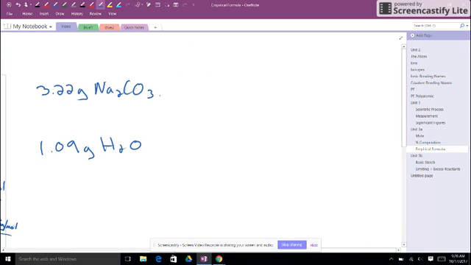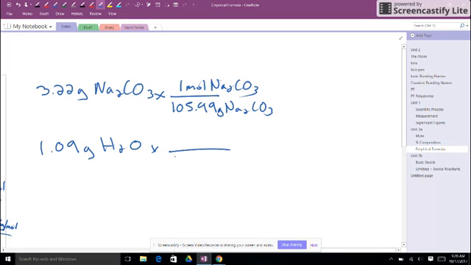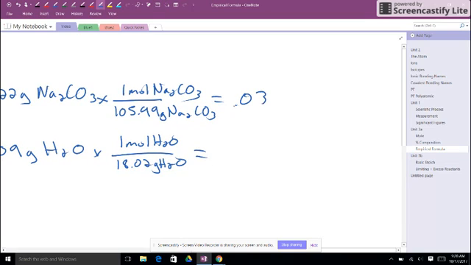Now, as always, let's convert these grams to moles. So the molar mass of sodium carbonate is about 105.99 grams per mole, and water is 18.02 grams per mole. So we get about 0.03. Notice here, for these answers, I'm just getting an approximate value because we're going to be dividing by the fewest anyways, and no matter what, we have to end up with whole numbers. So I'm not really worried about sig figs. And for this one, we get about 0.06.